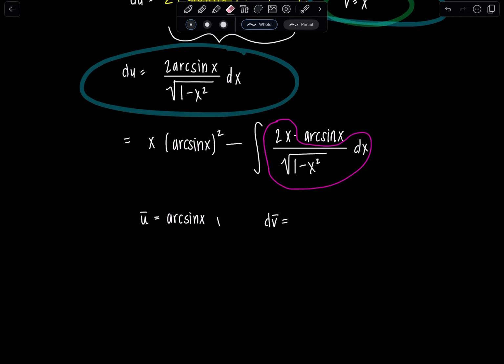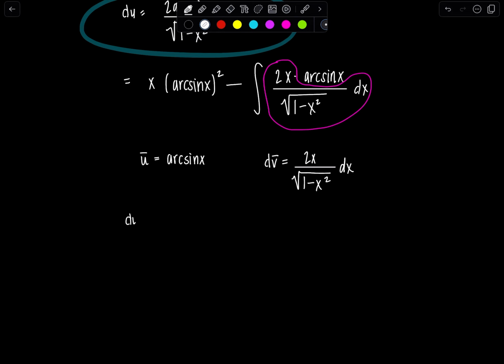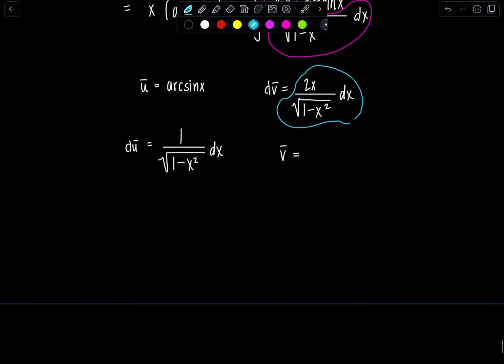Oh, no dx here. Excuse me. I got too excited. Forgive me. So dv bar is going to be 2x over rad 1 minus x squared dx. Okay, looks good. Now take the derivative. Let's find du bar. Derivative of arc sine of x, that's 1 over rad 1 minus x squared dx. And then v bar is the antiderivative. Ooh, do you know what the antiderivative is just looking at it? Probably not. So let's work on this off to the side.